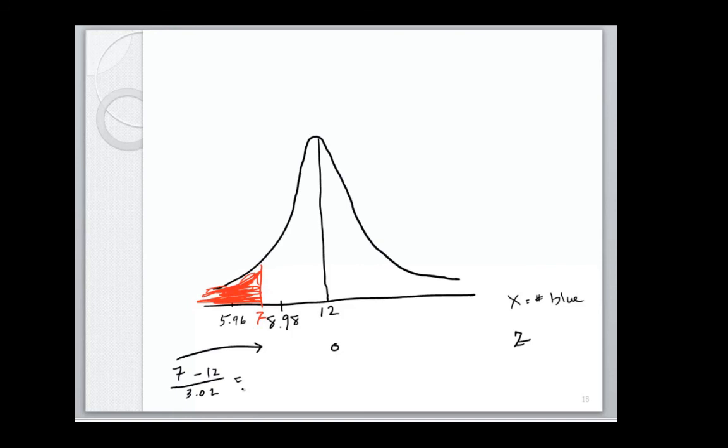Which is negative 1.66. And if I look up negative 1.66 on the z-table, I'm going to get an area of 0.0485. Anyway, so the probability is about 0.05, or 5% of the time we'd expect 7 or fewer blue M&Ms from 50 trials.